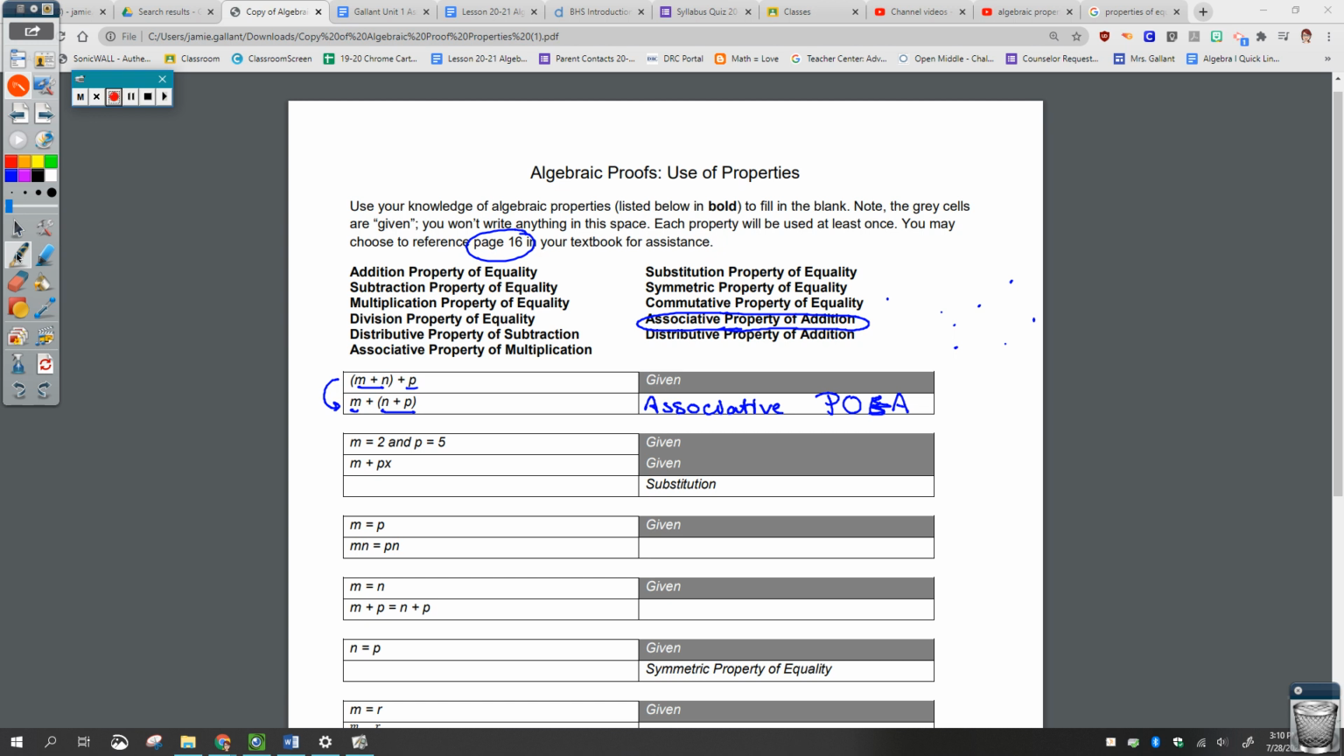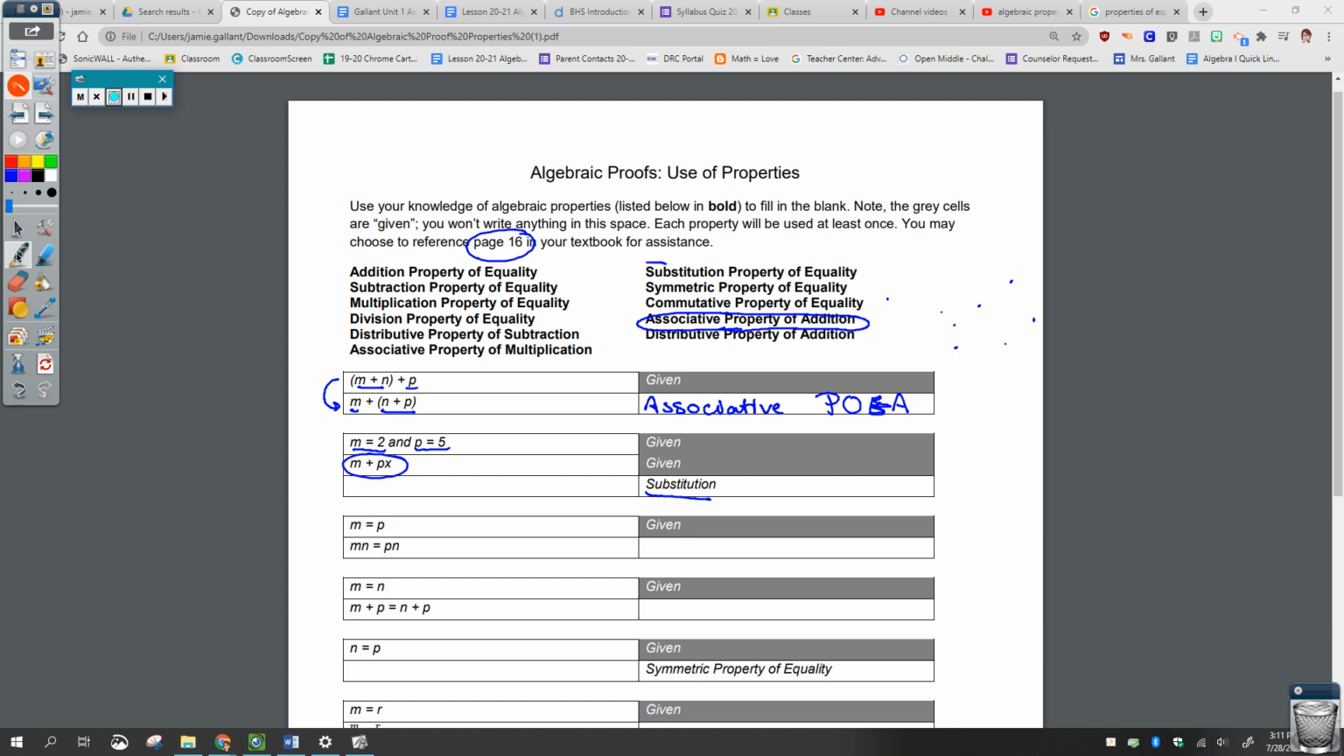Next thing we have is M equals 2 and P equals 5. That's given to us. If you notice, everything starts with given. Given just means that we already know this. We don't have to use any kind of math to get this. It was given to us. So we have that M equals 2 and P equals 5, and then we're given this expression. And then it asks us to use substitution.